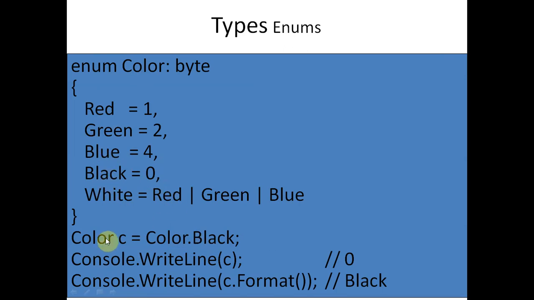Black is 0, so 0 will be transferred to c, and when we write Console.WriteLine, it will print 0, and Console.WriteLine with c.Format, so it will display the format of c. c is Color.Black, so the format of black is black. So the word which is assigned to this 0 will be displayed here. So 0 and black. If we simply print c, then it will display 0. Otherwise, it will give the format of the 0. The format of 0 is black, so it will display black.